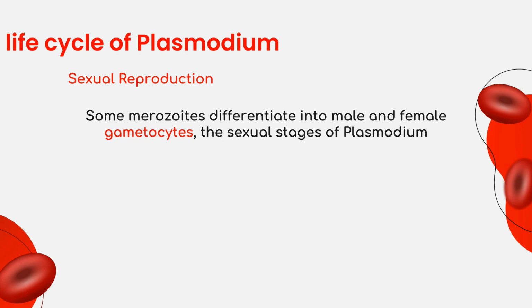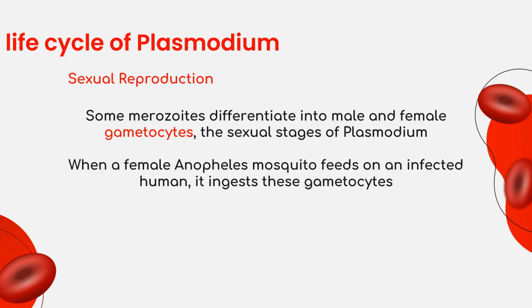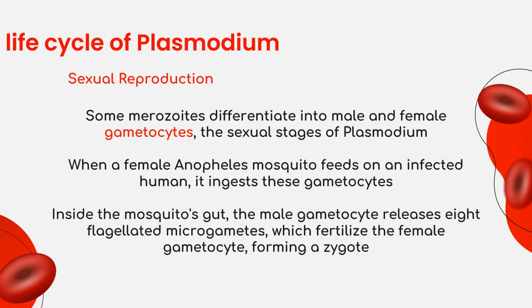Not all merozoites become schizonts in the RBCs. Some of them differentiate into male and female gametocytes, which are the sexual stages of Plasmodium. These gametocytes can be taken up by another female Anopheles mosquito when it feeds on an infected human. Inside the mosquito's gut, the male gametocyte produces 8 flagellated microgametes that fertilize the female gametocyte, forming a zygote.